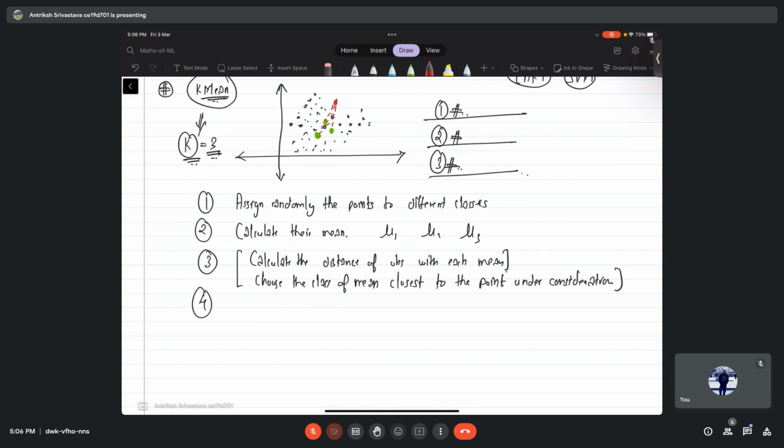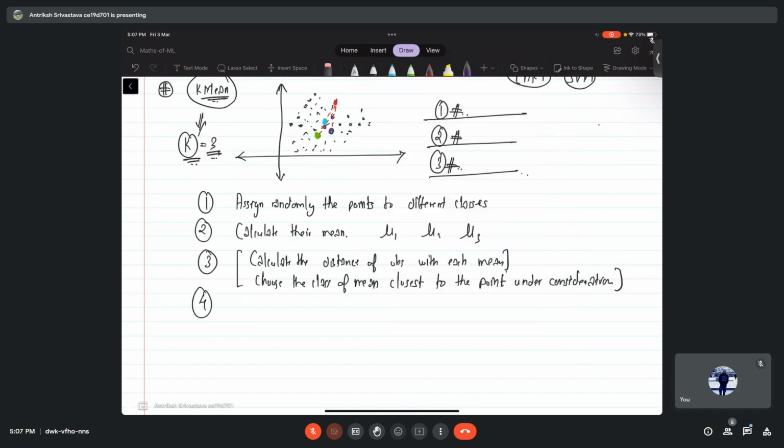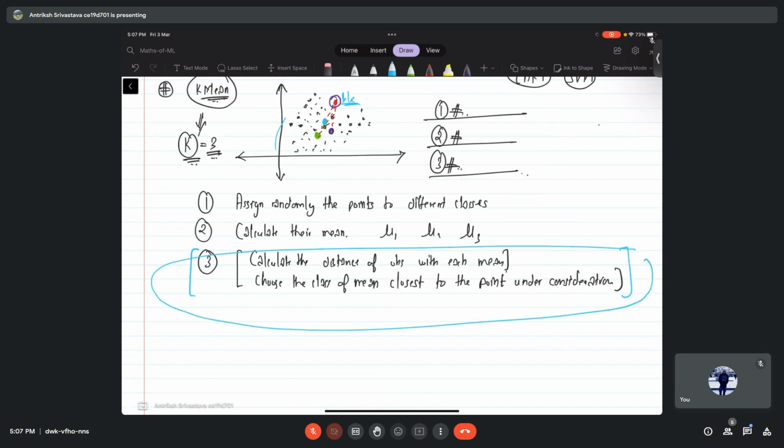Let me change this to some other color. This is blue, this is green, and let's take purple. Now you calculate the distance of this point from all these three means, and we see that blue is the closest. So you assign this point as blue, and you do this for all the points, and you keep on doing this till no further change is observed.